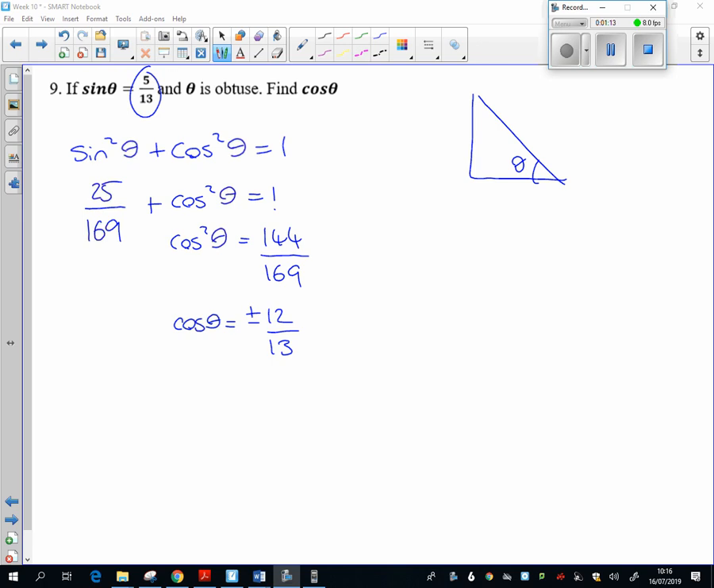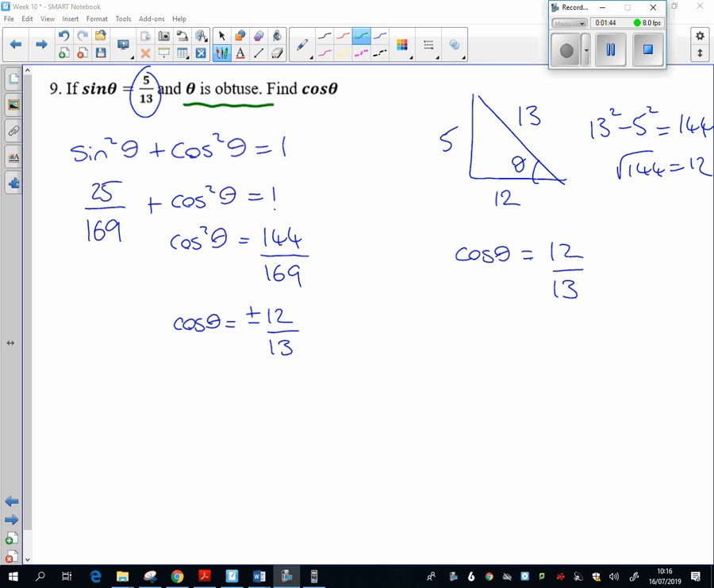If you prefer, you can do it thinking about SOHCAHTOA. So if that's theta, sine is opposite over hypotenuse, and then if you use Pythagoras and do 13 squared minus 5 squared, you can then get that the other side should be 12, and then cos theta is adjacent over hypotenuse. But I need to be careful there because they won't give me irrelevant information. So they have said theta is obtuse, and clearly on my diagram, my theta is not obtuse.